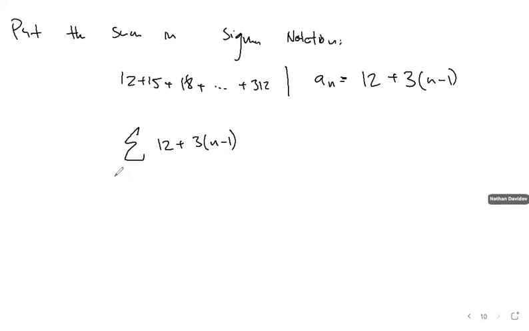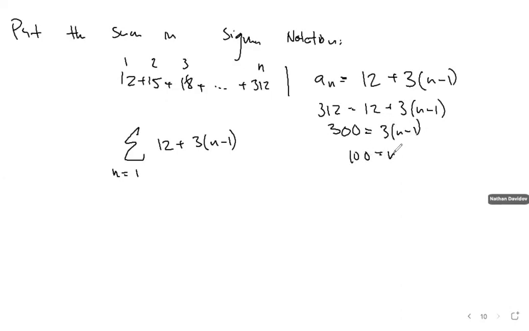All right, fine. But what are my limits here? n is from what to what? Well, I'm starting at 1. And what am I going up to? This is 1, this is 2, this is 3, this is n. So I'd better figure out what n is here. Then that'll be my upper limit. So 312 equals 12 plus 3 times n minus 1. So this is 300 equals 3 times n minus 1. 100 equals n minus 1. So n is equal to 101. So starting at 1, ending at 101.